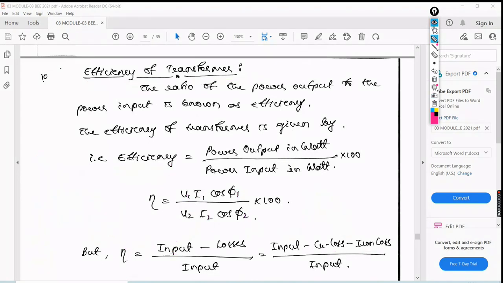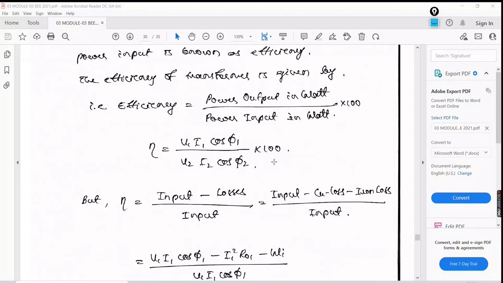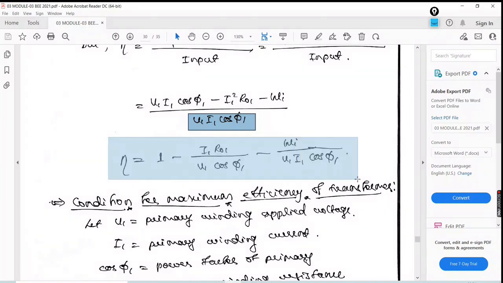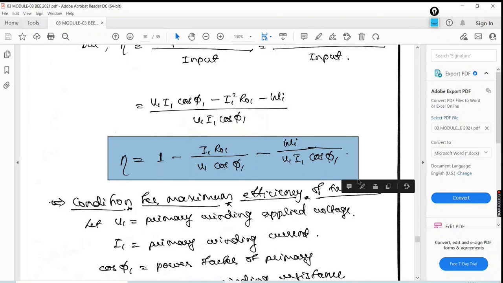Efficiency is V1 I1 cos phi 1 minus I1 square R01 minus Wi, divided by V1 I1 cos phi 1. Then we split the denominator: 1 minus I1 R01 divided by V1 cos phi 1, minus Wi divided by V1 I1 cos phi 1. This is also one of the methods which can be used to evaluate efficiency.